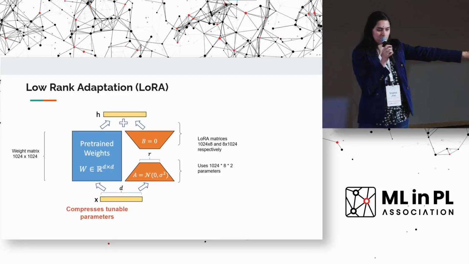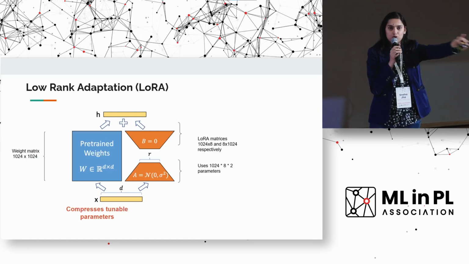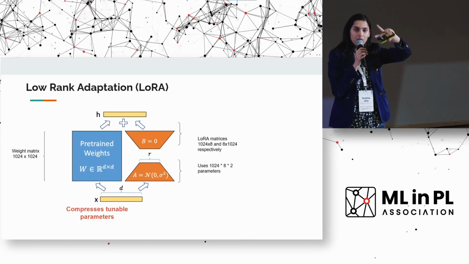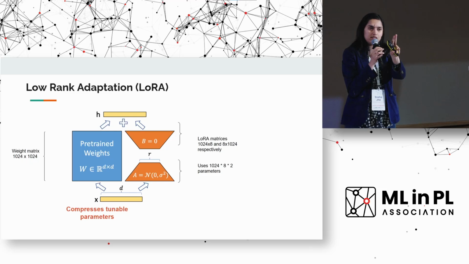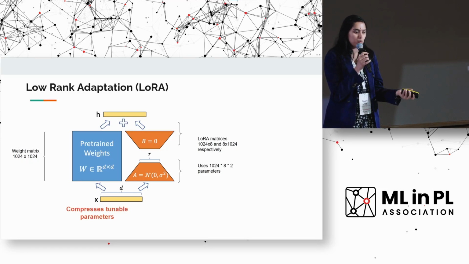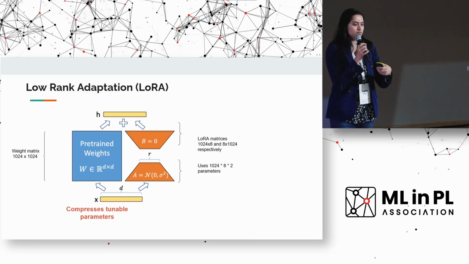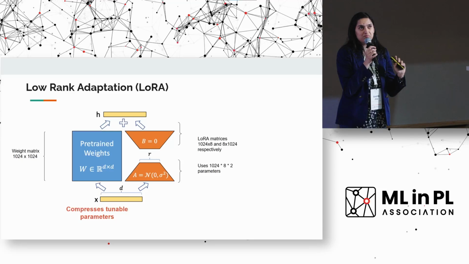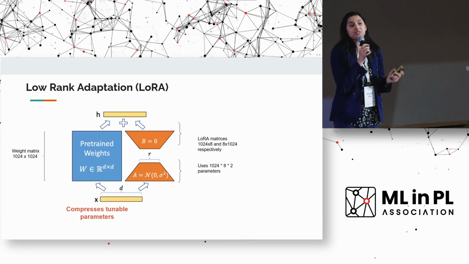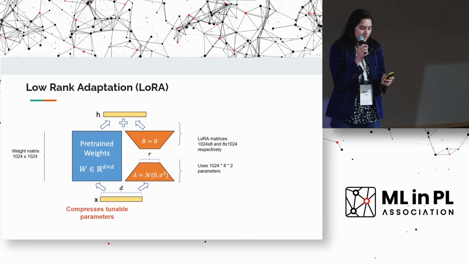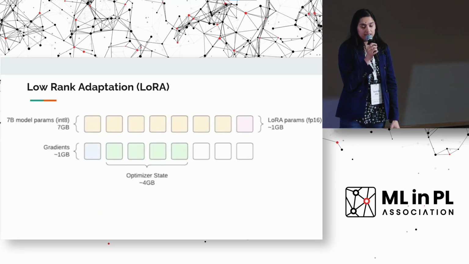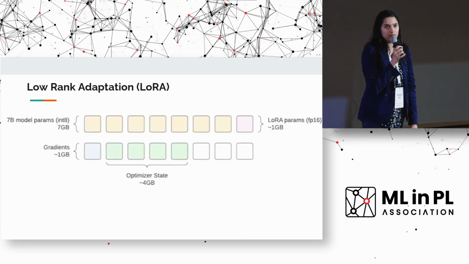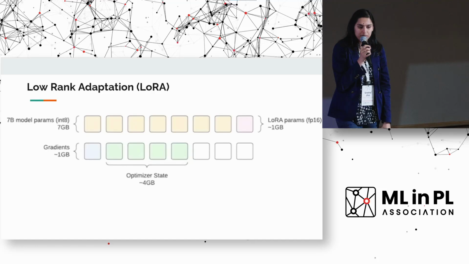So you keep the W frozen, you tune only A and B, and once you have those parameters, they get added to W. This is what LoRA does. It's a simple idea, but saves tons of memory. It brings it down to 0.1 to 1% of tunable parameters. And this is what your memory optimization looks like now.